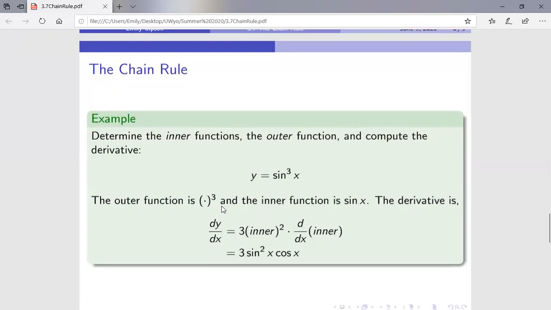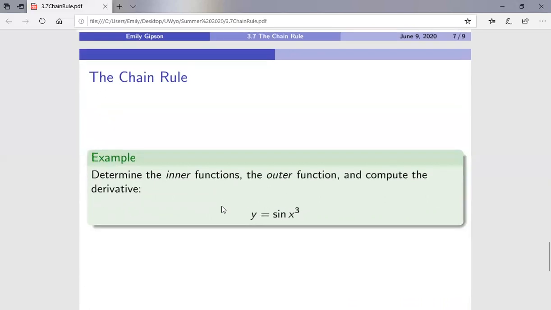Here our outer function is cubing something, and our inner function is sine of x. This makes the derivative 3 times our inner function squared, times d/dx of our inner function. We know that d/dx of sine is cosine, and we can replace our inner function with sine. So we have 3 sine squared x cosine x.